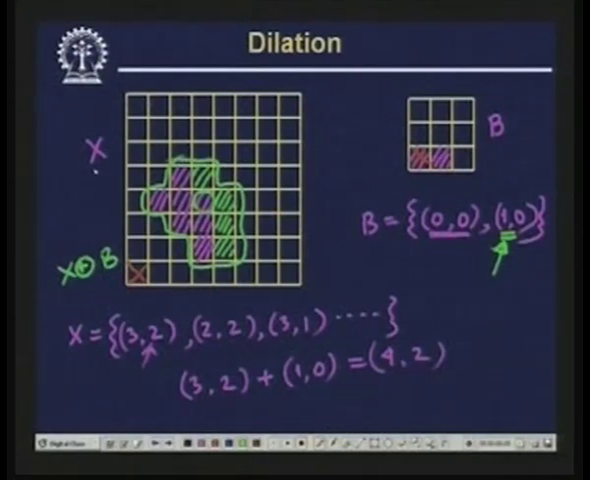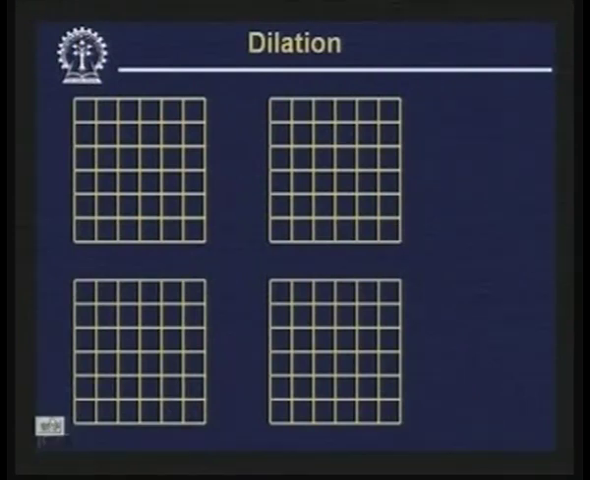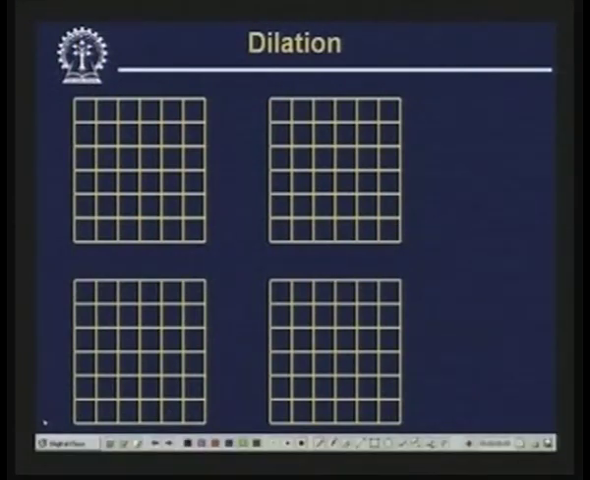So, this gives us what is A dilation with B. Now, let us see whether we get identical result, the same result, if I apply two different definitions. So, for that I consider a similar kind of situation, and for clear explanation, let us take a very simple situation.